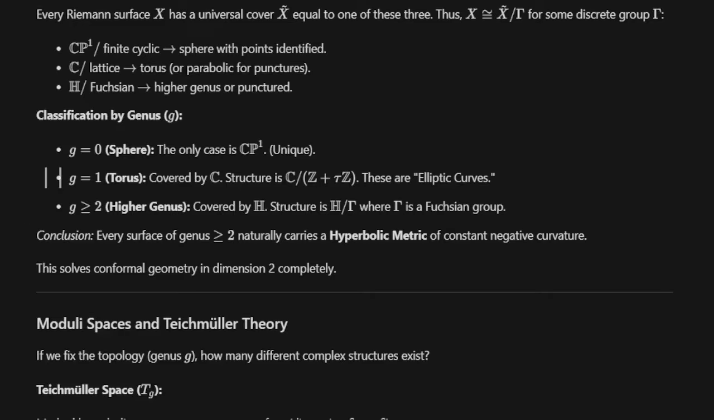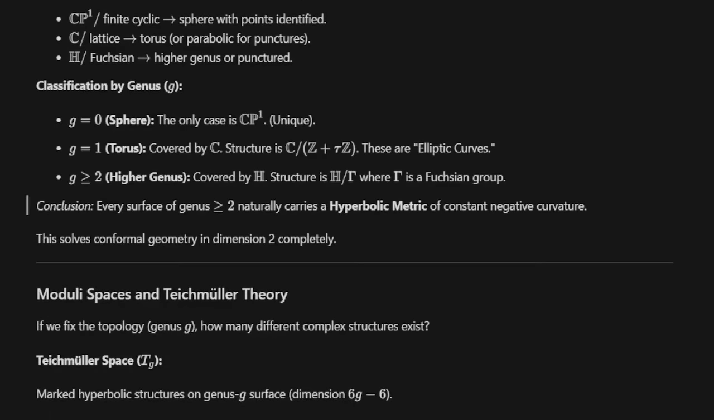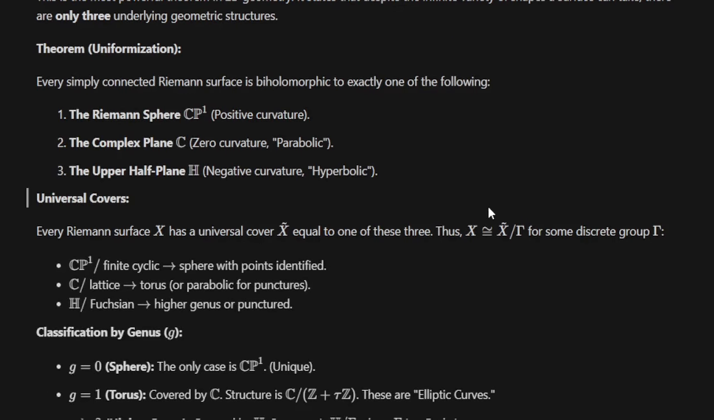This gives us, essentially, elliptic curves. And then genus greater than or equal to 2 is covered entirely by the upper half plane, and every surface with 2 or more holes naturally carries a hyperbolic metric of constant negative curvature, and gamma again is the Fuchsian group.